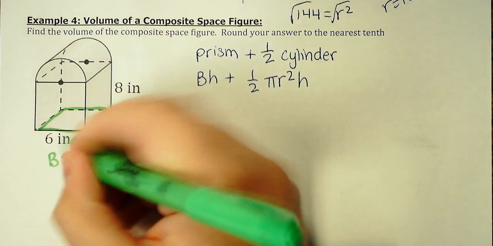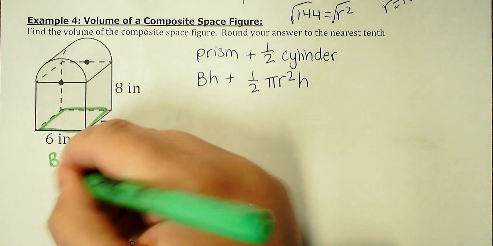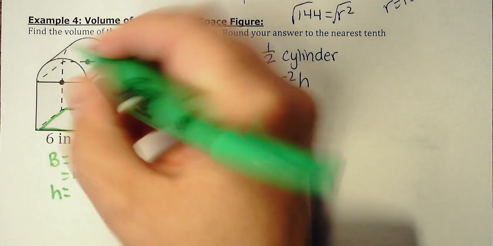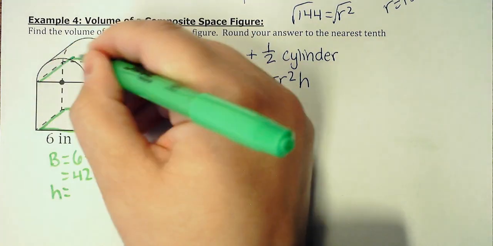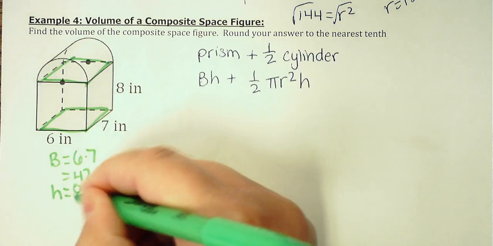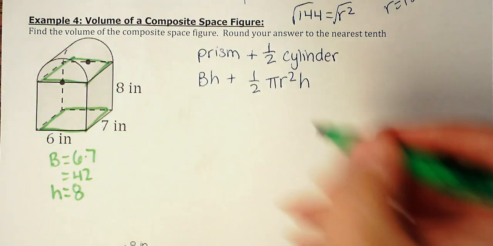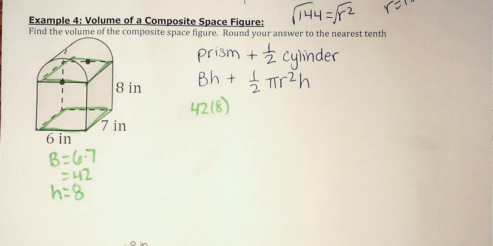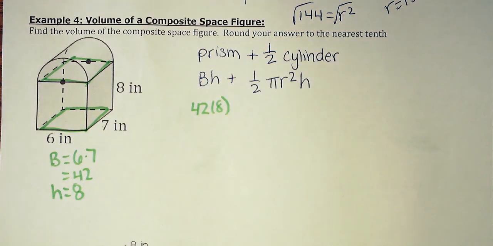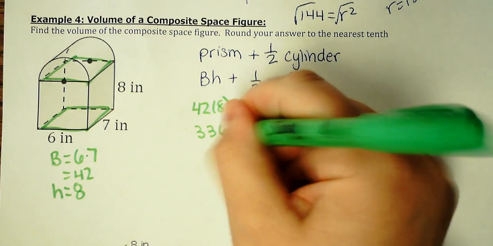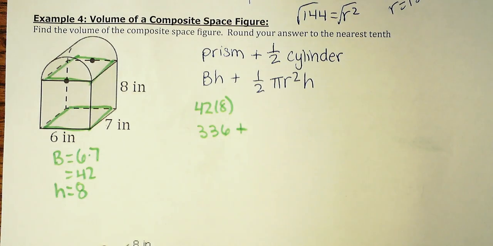And so the area of my base there, I'm going to say, is 6 times 7, which is 42. And then the height, the distance between, here would be my other base. Distance between those is going to be 8. So for the volume of that prism, I'm just going to do 42 times 8. I'm just going to grab that on my calculator real quick. And it's going to be 336.